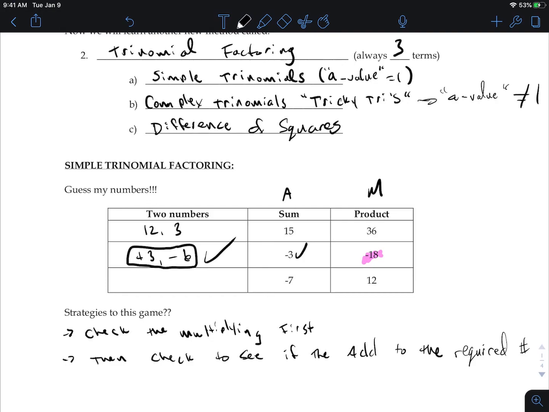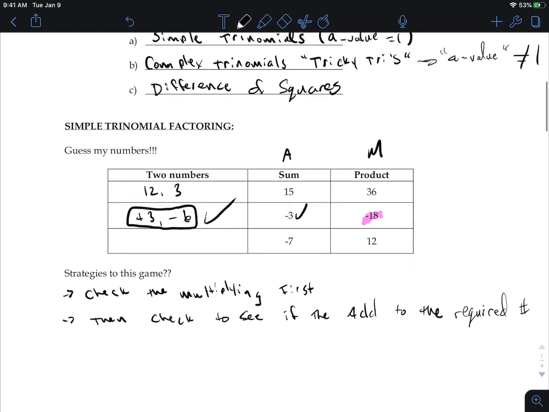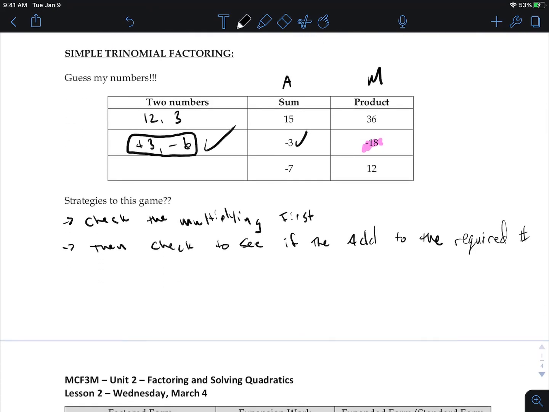And what about 12 and negative 7? So we need two numbers that are going to multiply to 12, but add to negative 7. So why don't we take the opportunity to look at this one? Let's just start here. This is how I would attack every one of these. I would do this every single time. I'm going to check the multiplying, right? 1 times 12 equals 12, so that takes care of the multiplying.